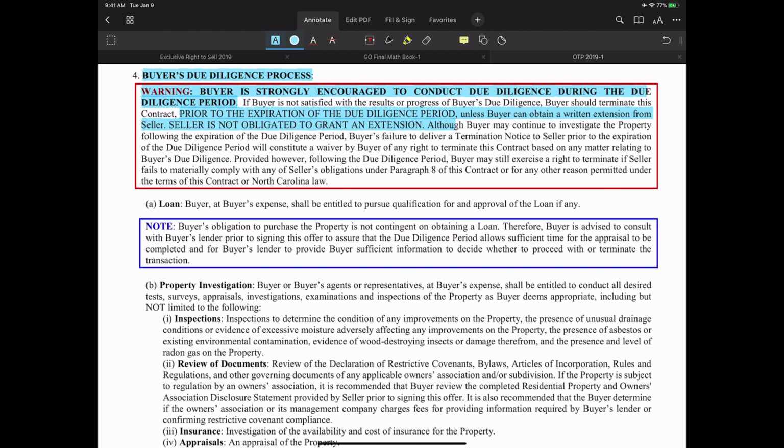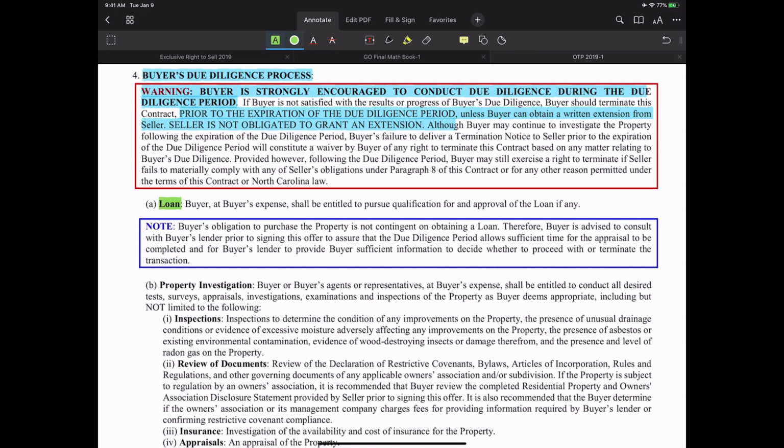Go back to green, and we'll point out that the buyer is going to want to get a loan, or basically, if they're going to get a loan, make sure that during the due diligence period they've gotten as much information as possible to find out if they can, in fact, be approved.